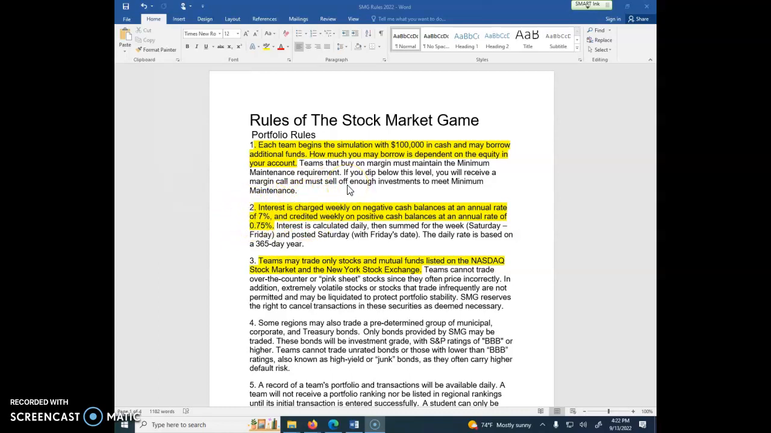That's an annual rate of 7%. You would only want to borrow money to buy stock if you are sure that you're going to make more than 7% return on that stock. Otherwise, you'd be losing money.